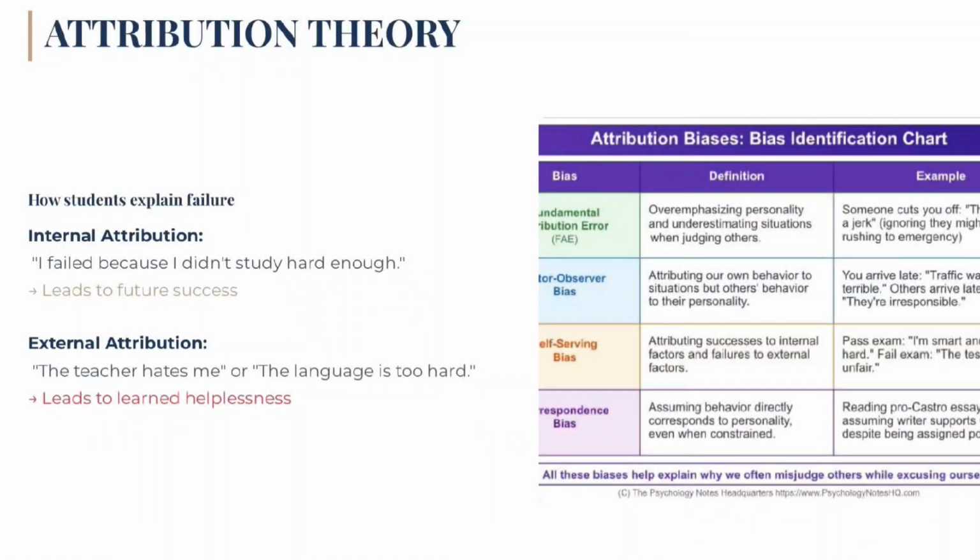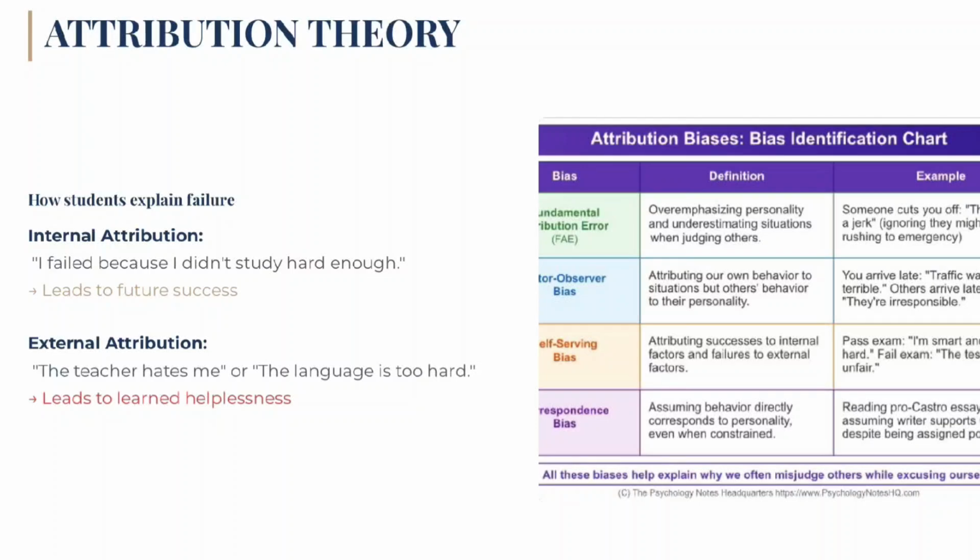Our final psychological concept is attribution theory, how students explain their own success or failure. Attribution theory looks at who a student blames for their results. It says here that internal attribution, "I failed because I didn't study hard enough," actually leads to future success. And then external attribution, "the teacher hates me" or "the language is too hard," leads to learned helplessness.